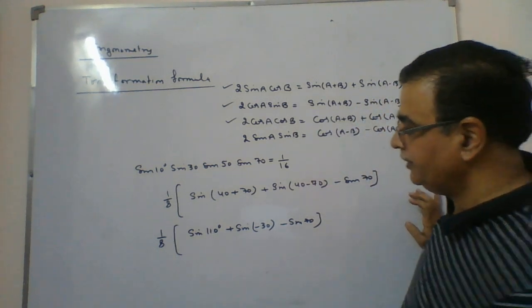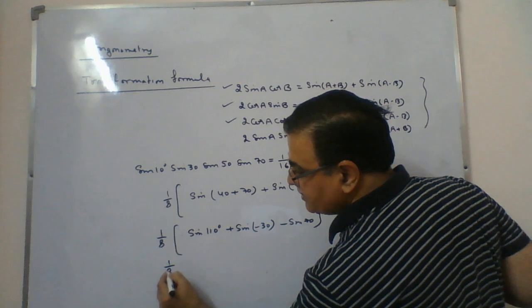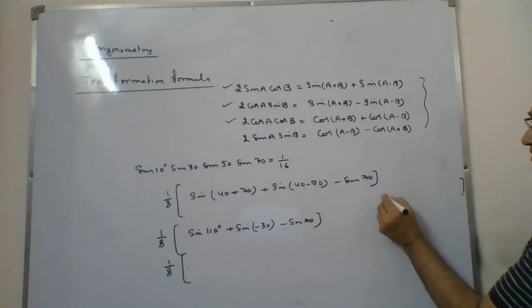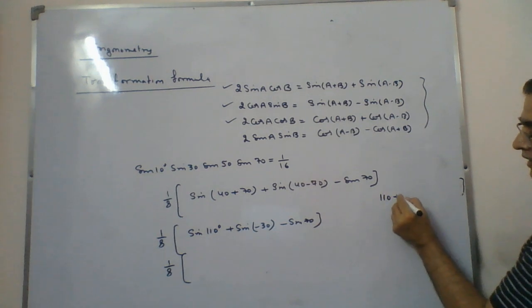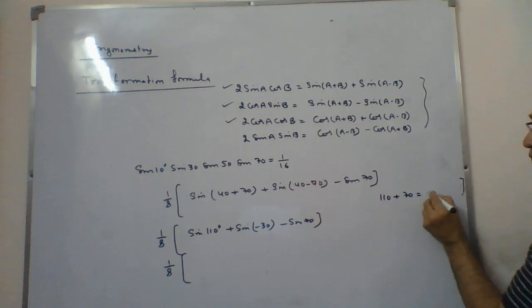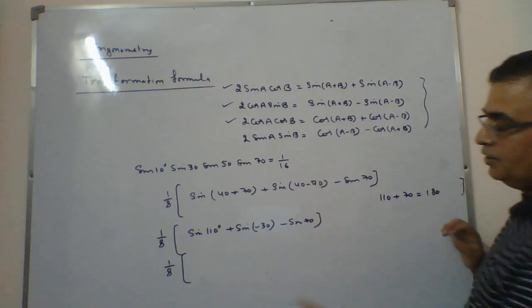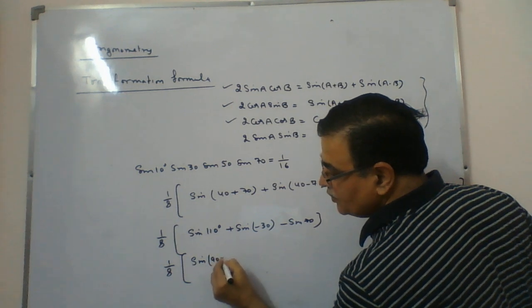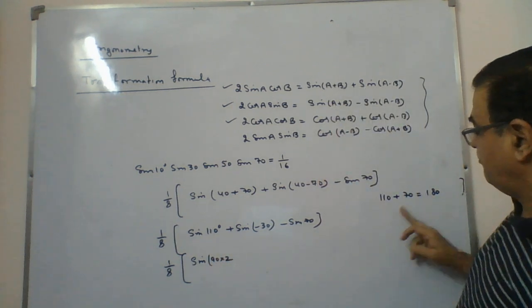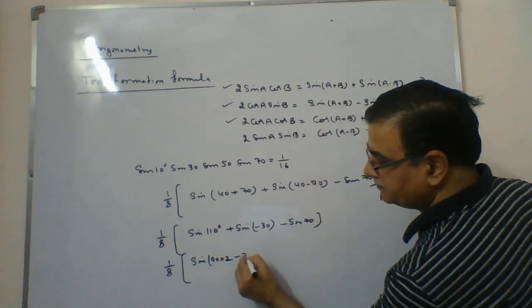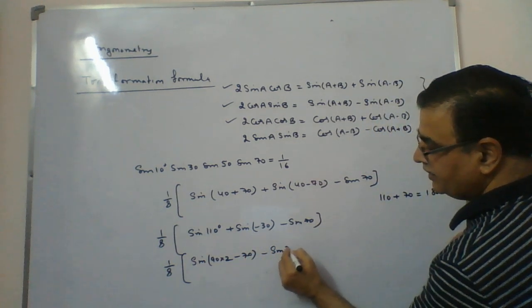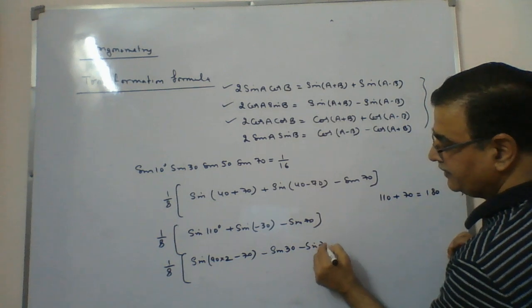Now when you solve it, it will come out to be 1 by 8, sine 110 and sine 70. 110 plus 70 comes out to be 180. So this 110 I can write as 90 into 2 minus of 70, minus sine 30 minus sine 70.